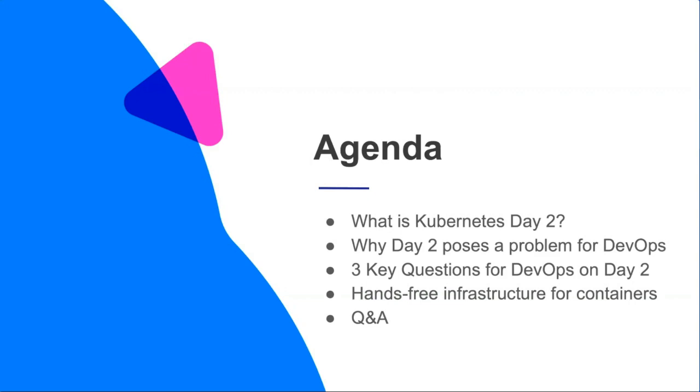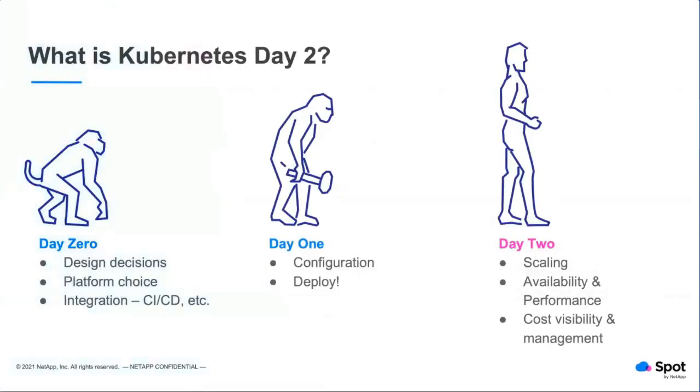What is Day 2 Kubernetes? So we hear a lot about Day 0, Day 1, and Day 2. So let's put some definition around this, right? You can also look at this as like crawl, walk, run. You can also look at it as an evolution pattern of what we have here.